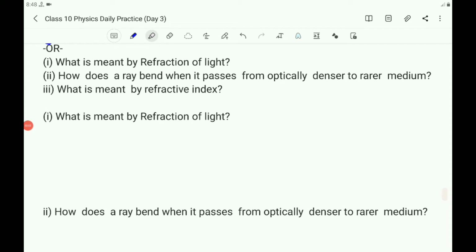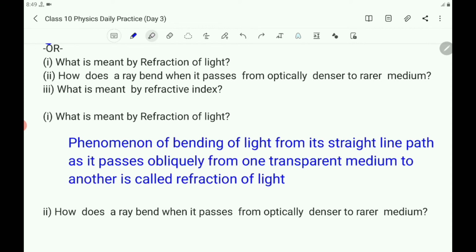Next you come to the OR question. What is meant by refraction of light? You know what is meant by refraction of light? The phenomenon of bending of light from its straight line path as it passes obliquely from one transparent medium to another is called refraction of light. So what is refraction of light? It is the phenomenon of bending of light from its straight line path as it passes obliquely from one transparent medium to another. Children, let us write the answer.